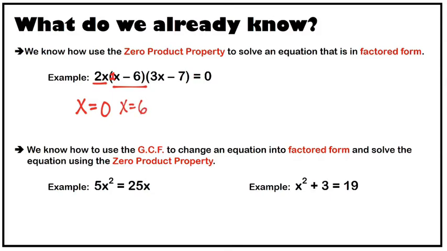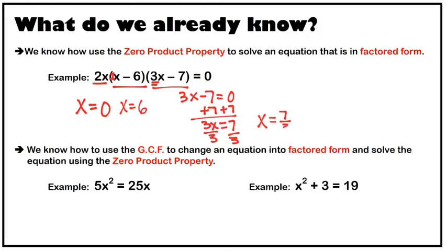And finally, we have in parentheses a coefficient of 3, which means we need to work out this equation to find out what the solution is. So I add 7 to both sides, and I have 3x equals 7. Now I divide by 3, and x equals 7 over 3. So we know if we substitute in 7 over 3 for x, or 6 for x, or 0 for x, all three of those x values will make the left side of the equation equal 0 to match the right side of the equation.